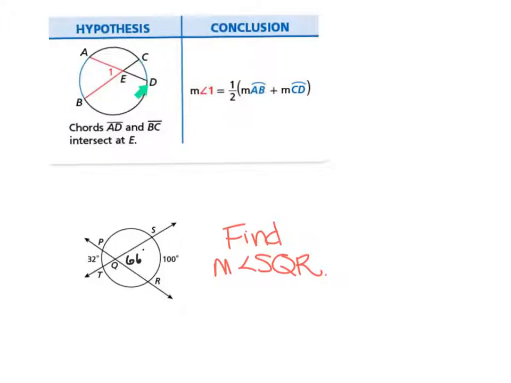So you can think of it as the average of these arcs if you want to, or the two arcs added then divided by 2, or half of the two arcs added together. So, for instance, this angle or this angle, angle PQT or angle SQR, are going to equal half of these two arcs added together. So I add them to get 132, and I take half of that. So the answer would be 66 degrees.